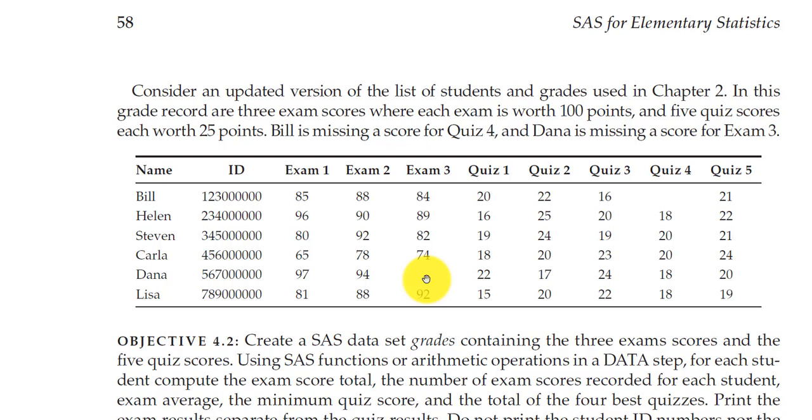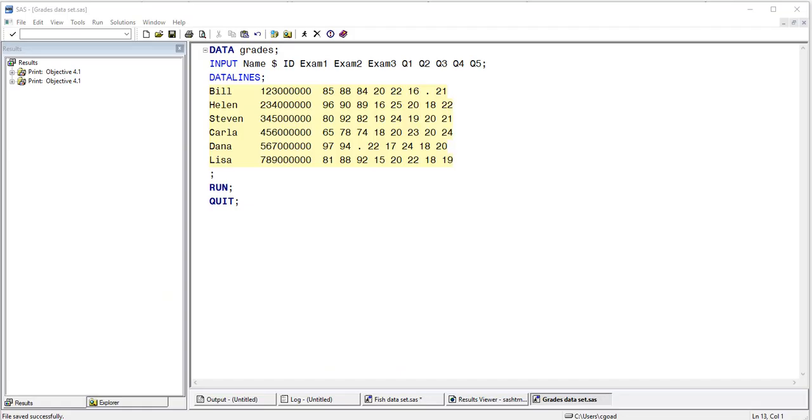And so if we want to create a SAS data set for this information, we can use these column headers here as our variable names. And how do we handle missing data? Remember, we need to input a period for those missing values. Alright, so now then creating a data set called grades, I have the information that occurred in that previous table. I have a missing value here for Q4 for Bill, and for exam 3 I have a period indicating a missing value for student Dana.